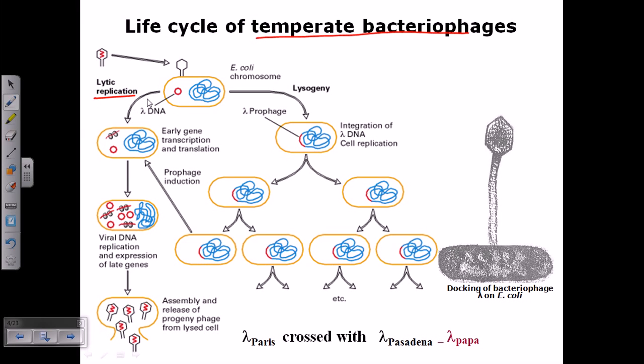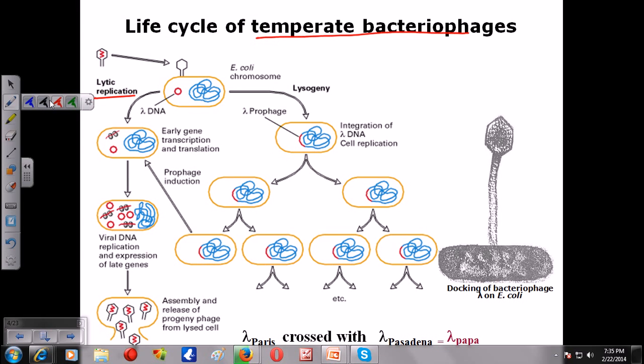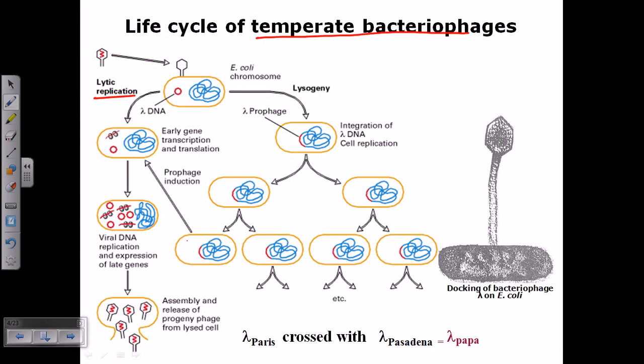Now, in the lytic cycle, the actual phage goal is to replicate inside the host cell and then lyse the host cell and come out with all of their progeny viruses, right? But in the case of the lysogenic cycle, their aim is to put their viral genome somewhere inside the host genome, the bacterial genome, for a certain period of time.